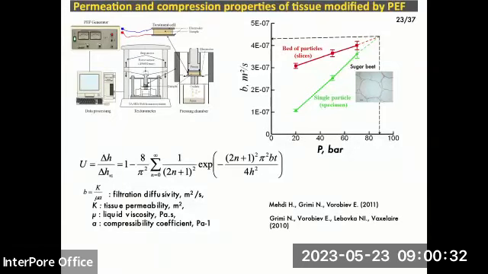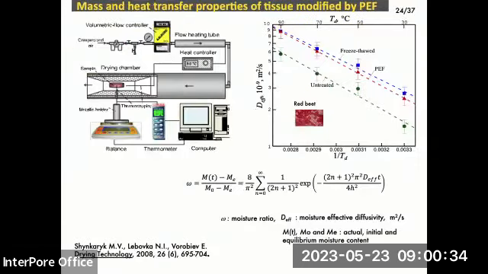Here you can see one other example for the mass and heat transfer during the drying. Here is the red beet tissue, as an example. You can see that the sample was treated by pulsed electric field and then heated in this chamber by hot air, and you can measure the mass of the sample. It decreases, then we can obtain the moisture ratio and the effective diffusivity during the drying.